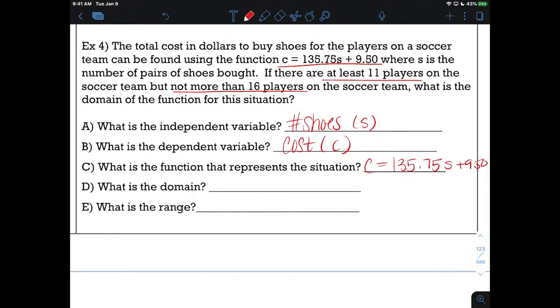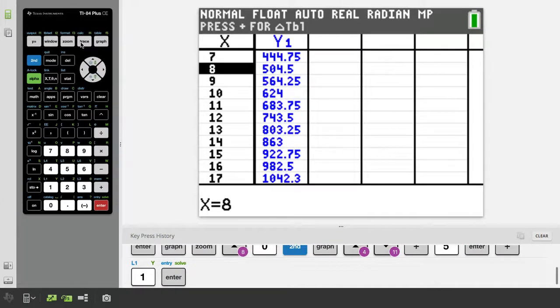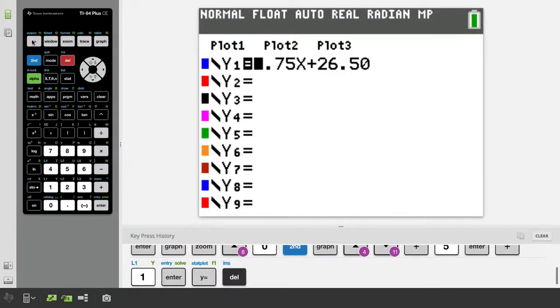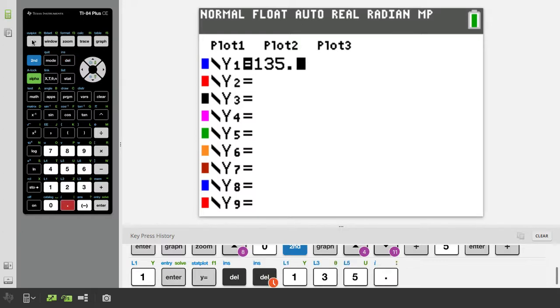What is the domain? So the number of shoes. Okay, so I look at it, said at least 11 players. 11, no more than 16. 12, 13, 14, 15, 16. Okay. So now let's go ahead and look at the next part. What is the range? I'm going to go ahead and just use my calculator again this time. So I'm going to go back to y equals. I'm going to clear all this out. All right, got that. And now I'm going to go ahead and type in my equation.